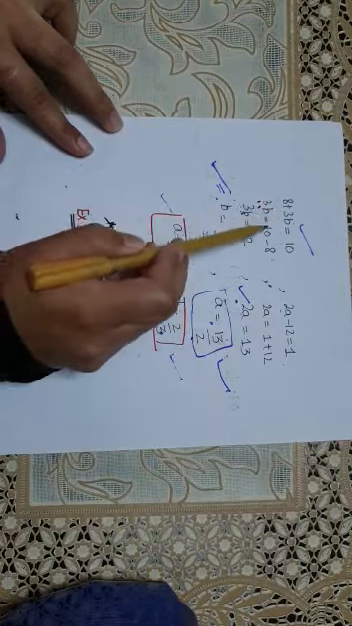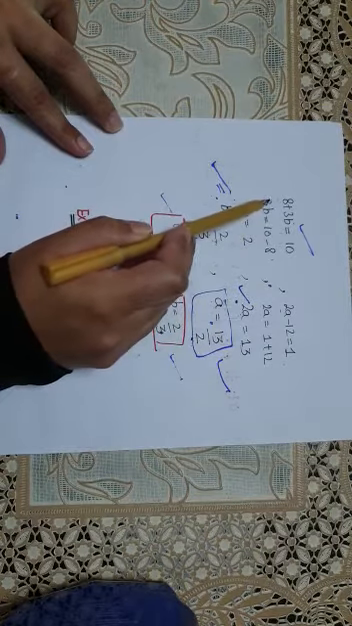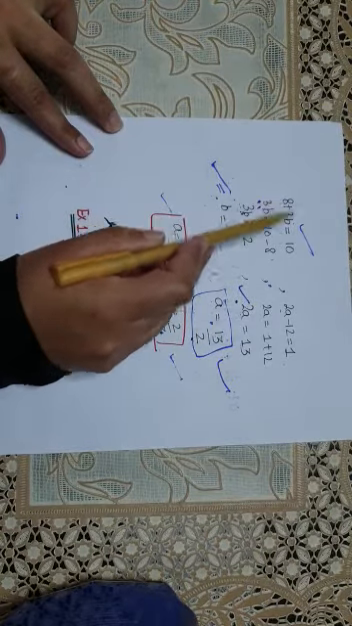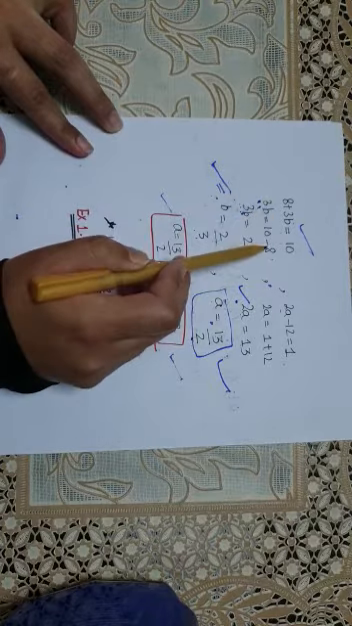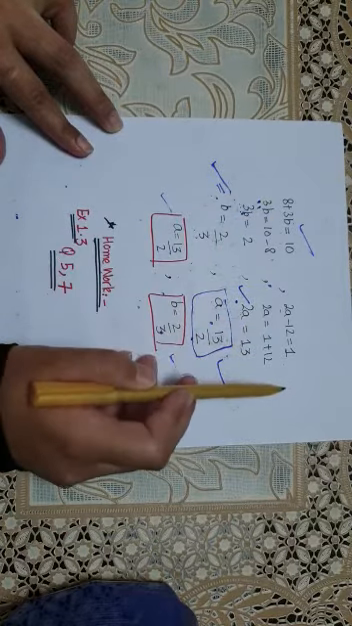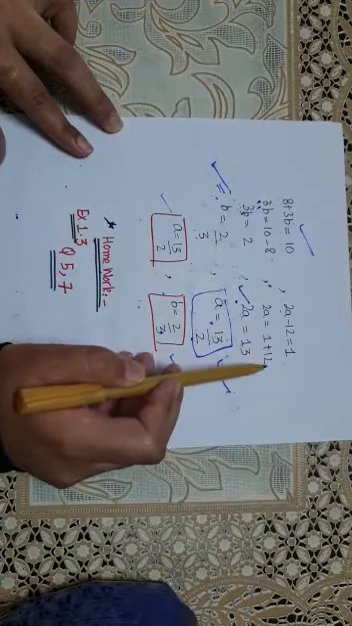To solve this equation, we have to find the value of b. 3b will remain the same. Plus 8 will move to the other side. It will become minus 8. 2a minus 12 will move to the other side. It will become plus 12.